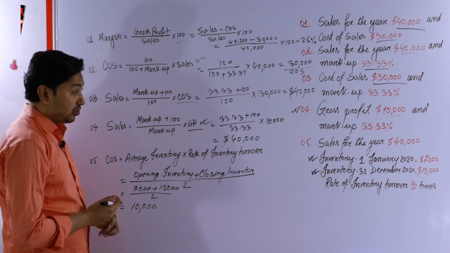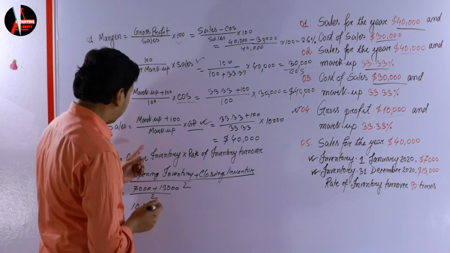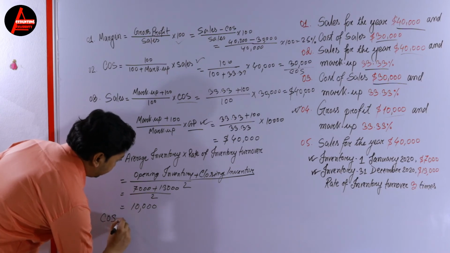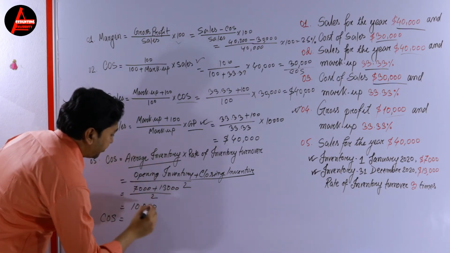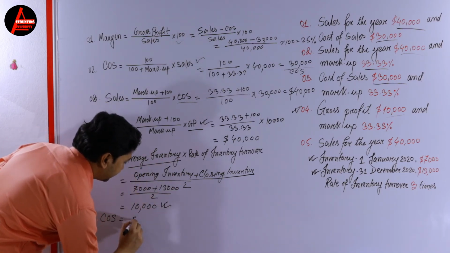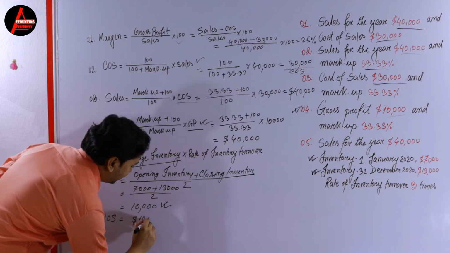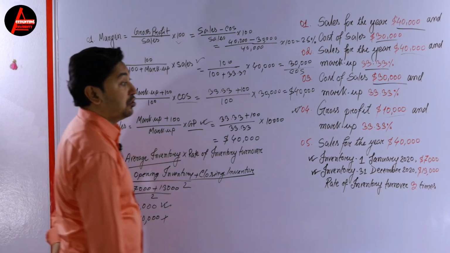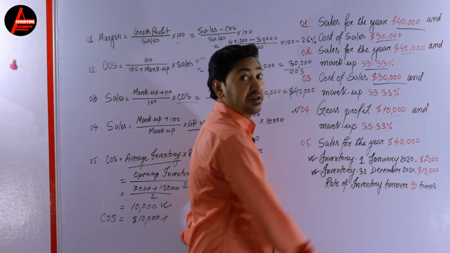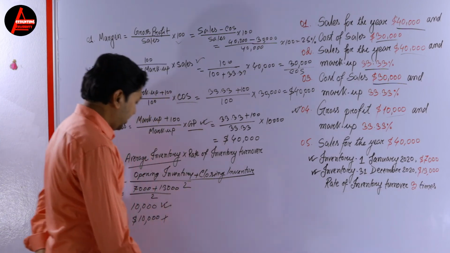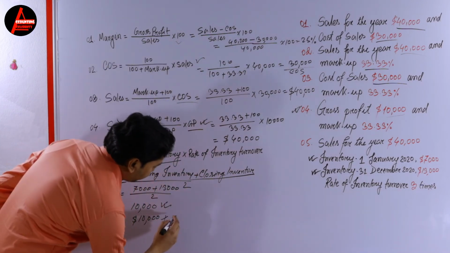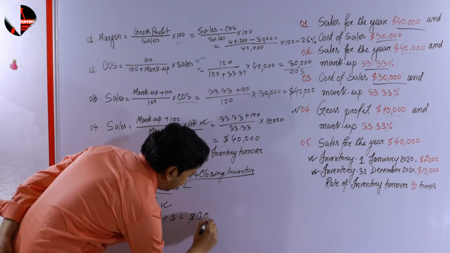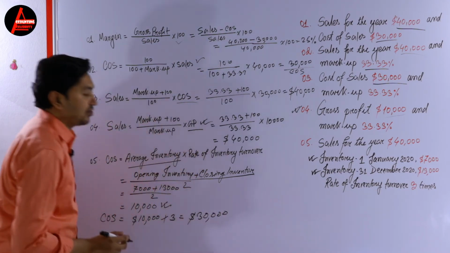Now what do you need to do? You use this formula now. So your cost of sales will be what? Your cost of sales will be your average inventory, which is $10,000 times rate of inventory turnover, 3 times in a year. Okay, so you multiply it by 3. So your answer is what? $30,000. This is your cost of sales.